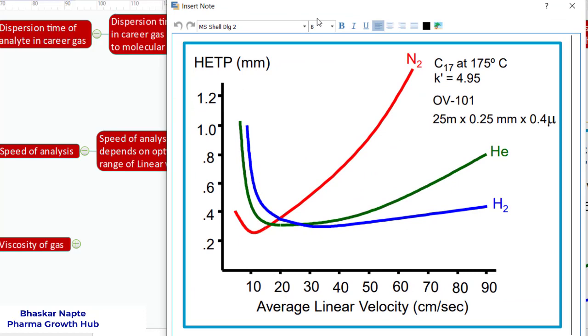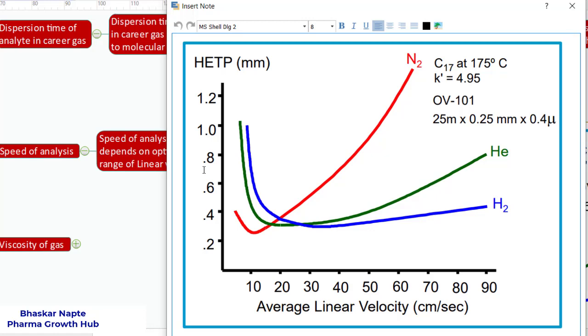So if you look at these three different curves, nitrogen, helium and hydrogen, the average linear velocity is plotted across the x-axis and the height equivalent to a theoretical plate is plotted across the y-axis. So linear velocity is going to influence the height of the plate. If the height of the plate is more, you will end up getting a lower plate count.